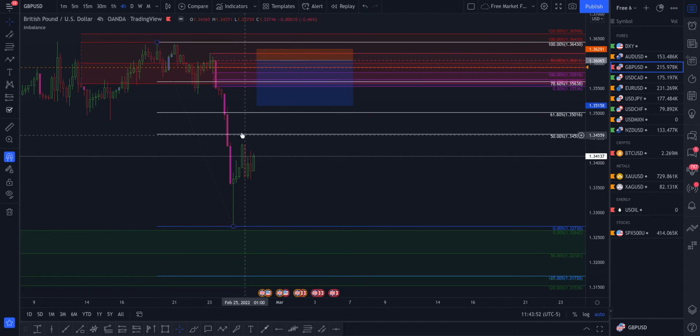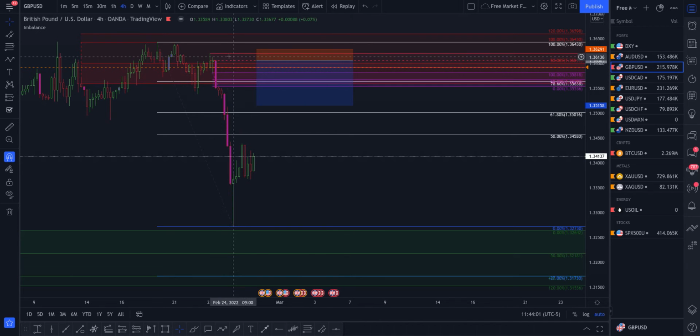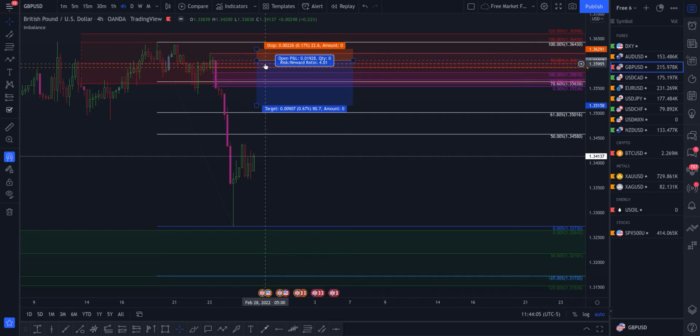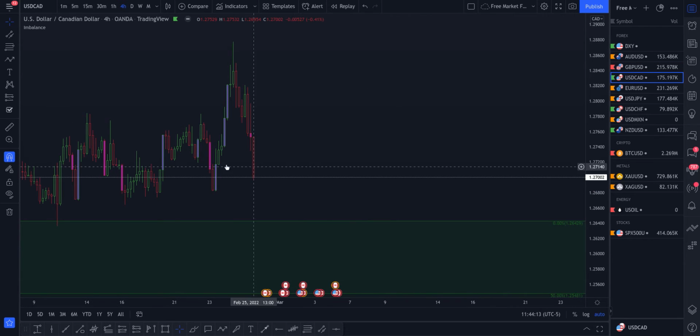Okay. So again, I like this. This zone is definitely in a premium area. All right, it's past the 78.6. It is unmitigated, and hopefully the market will have some orders sitting here, some sell orders to be traded. All right, let's go ahead and move on to USDCAD.